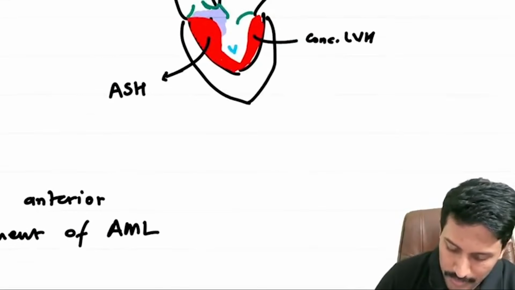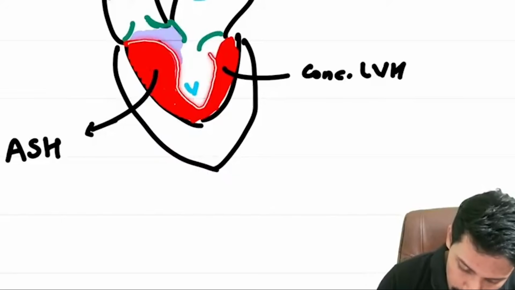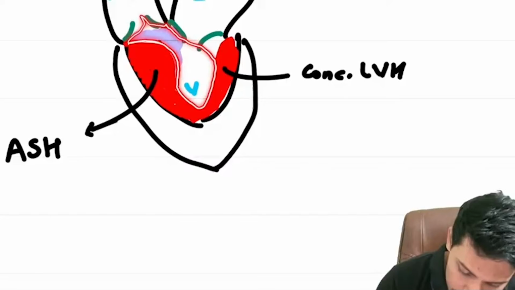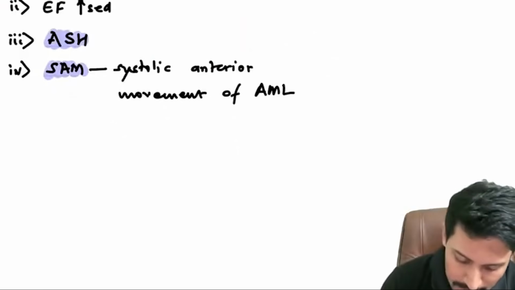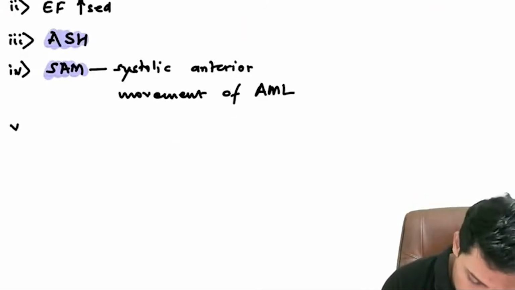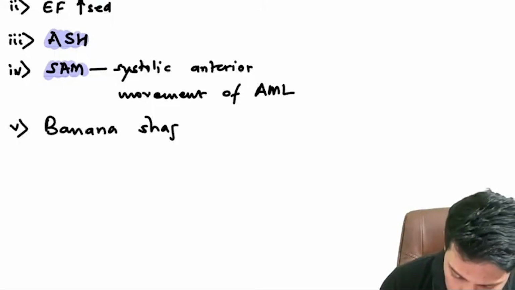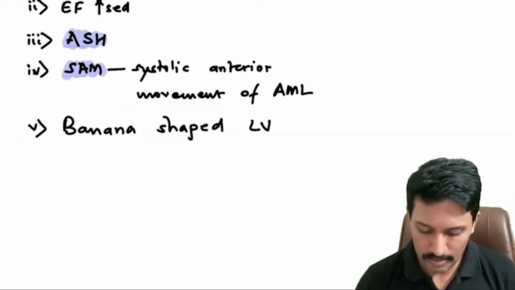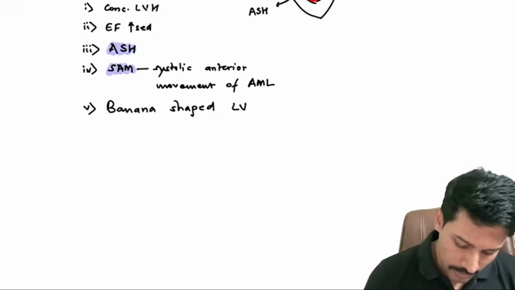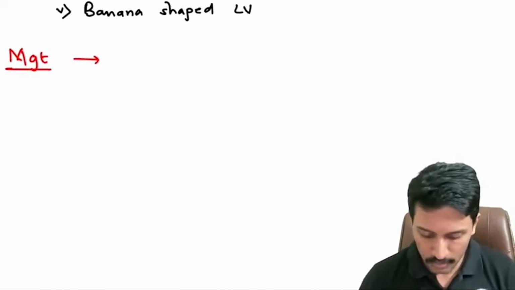And now if you look at this ventricle, because of the asymmetric septal hypertrophy and concentric hypertrophy, the ventricle shape looks like a banana, right? This looks like a banana fruit. So we will also mention it as banana shaped left ventricle. These findings help us to diagnose the case as hypertrophic cardiomyopathy. Now that we have diagnosed it, how are we going to manage? So there are two things.